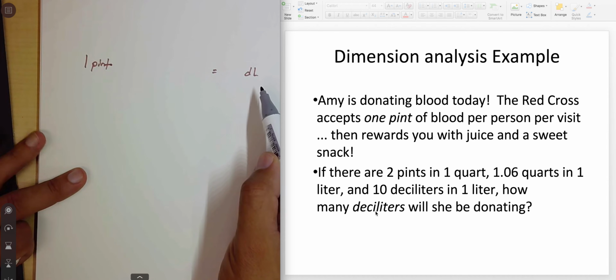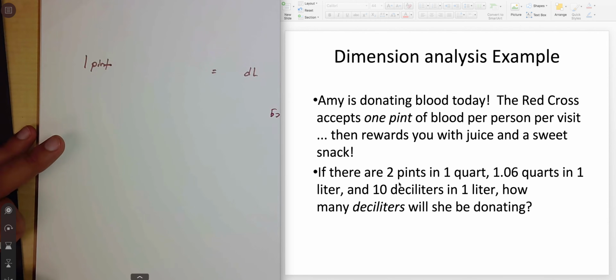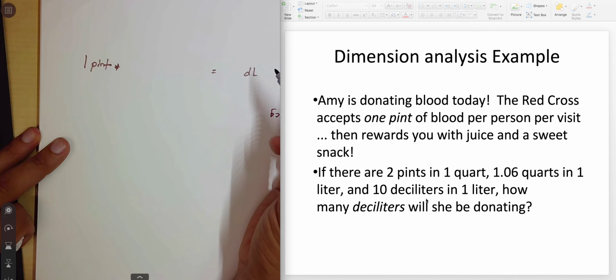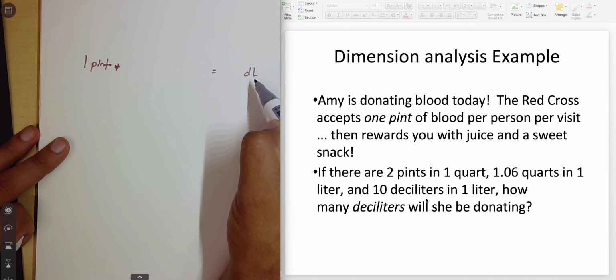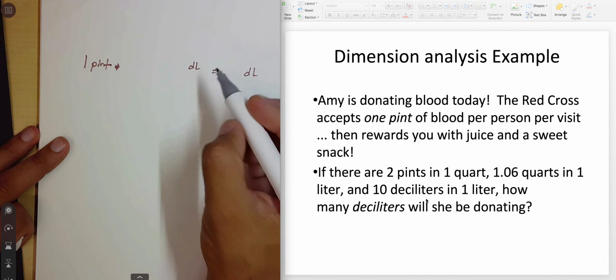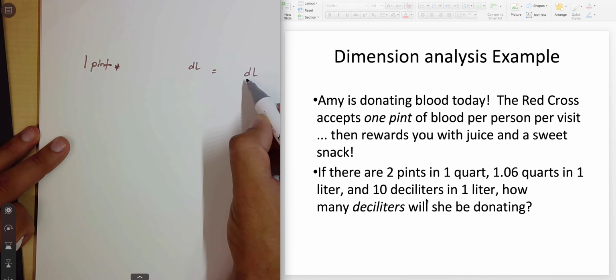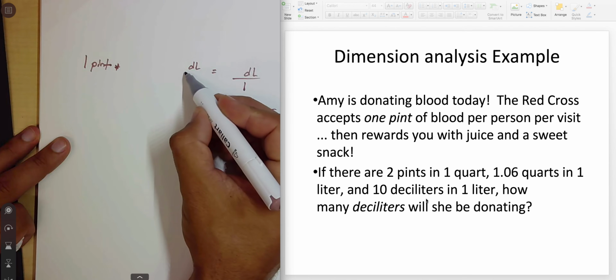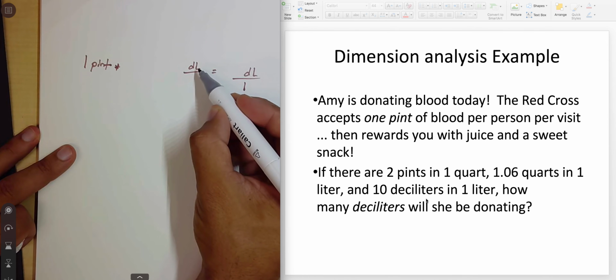So I have 1 pint, and I need to get it over to deciliters. But what do we know? We know 2 pints in a quart, 1.06 quarts in a liter, and 10 deciliters in 1 liter. I almost work my way backwards here. There are a couple of different ways to work through this, but we know deciliters needs to be our final unit. Remember, deciliters is technically deciliters over 1, so deciliters is the numerator and 1 is the denominator. So I know I need deciliters at the top.